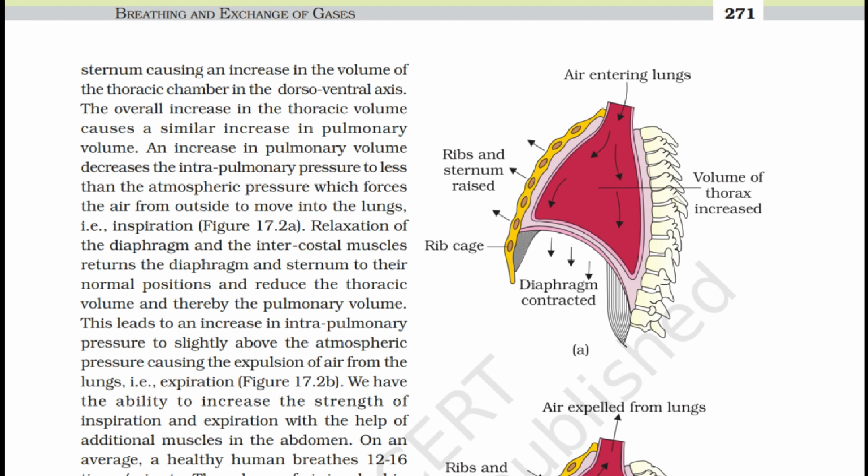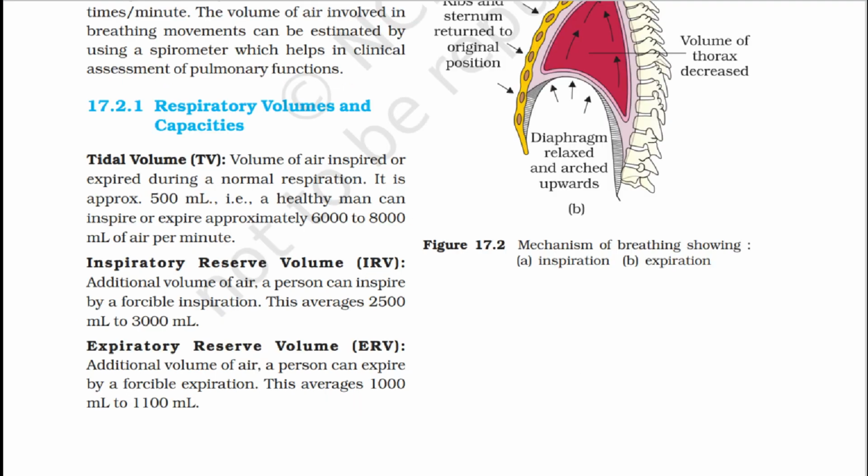This leads to an increase in intrapulmonary pressure to slightly above the atmospheric pressure, causing the expulsion of air from the lungs, i.e., expiration. We have the ability to increase the strength of inspiration and expiration with the help of additional muscles in the abdomen. On an average, a healthy human breathes 12 to 16 times a minute.